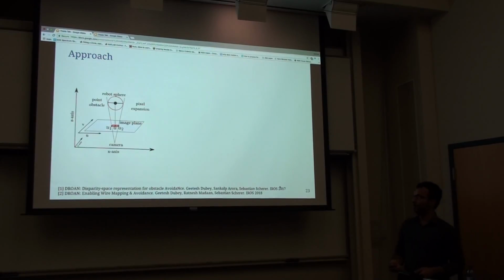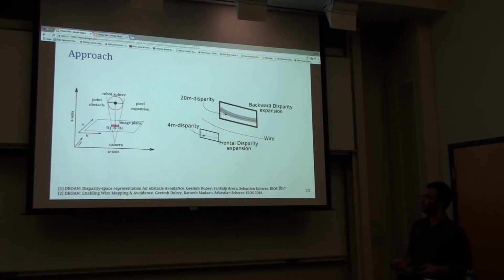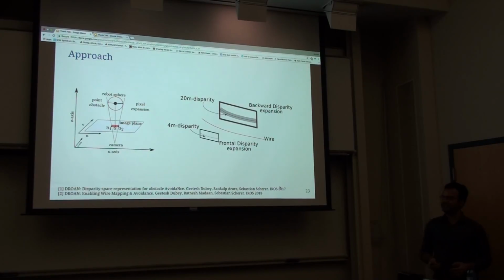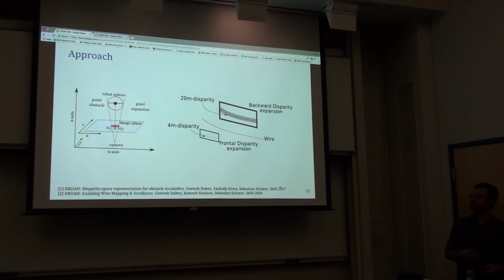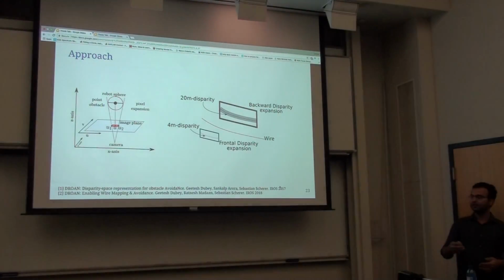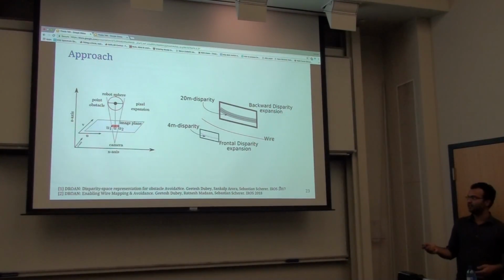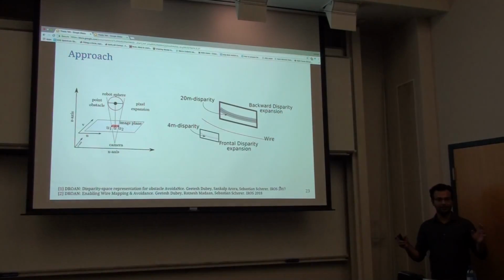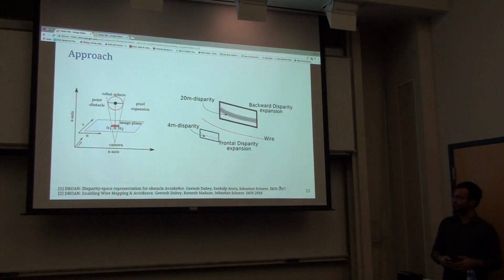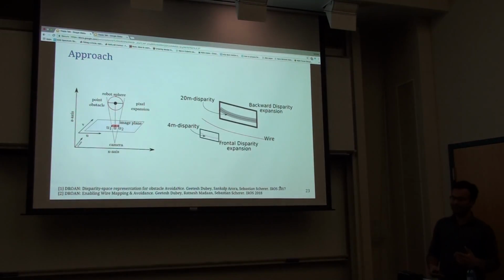But how do you translate this idea to wires? So for wires, we say we want to avoid them as soon as possible, or relatively as soon as possible. So we come up with this heuristic that we want to start moving away from the wire if we are at least 4 meters away. So we generate a fake depth image, which tells us that this wire is 4 meters in front of us. And then another fake depth image, which tells us that this wire is 20 meters away.